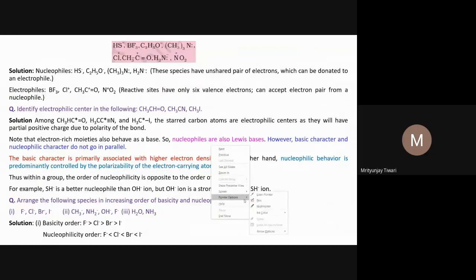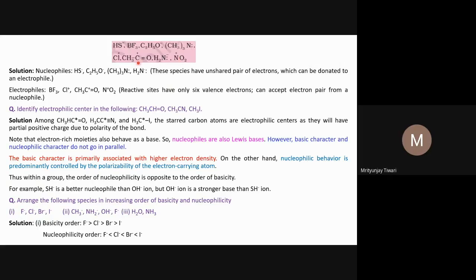Now the next species, H2N minus. This amide ion has a negative charge, as well as a lone pair of electrons on nitrogen, so this is an electron rich species, so it will behave as a nucleophile. Now N plus O2. In N plus O2 there is a positive charge on this nitrogen, and so there is an electron deficiency at this nitrogen. So this is an electrophilic species.